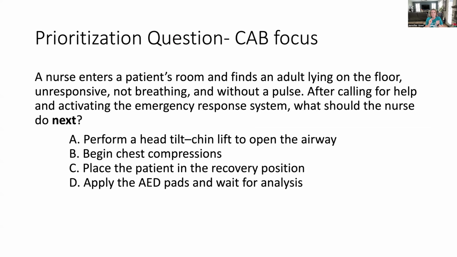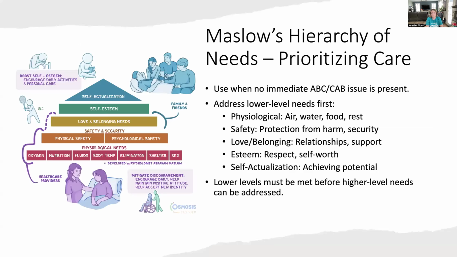But no, because I have in my stem that the patient does not have a pulse, I need to switch the order of operations. And the very first thing I'm going to do is option B, right? Begin those chest compressions. All right. So now let's say in our questions, there's not an ABC issue, right? Nobody's not breathing. We don't have respiratory arrest.